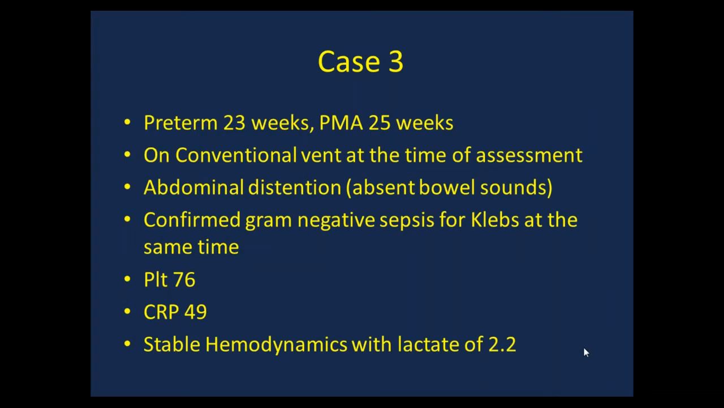Case number 3. Preterm, 23 weeks at birth, post-menstrual age of 25 weeks. On conventional ventilation at the time of assessment. Abdominal distension with absent bowel sounds. Confirmed gram-negative sepsis with Klebsiella at the same time of assessment. Platelet count was 76, CRP 49. Stable hemodynamics with lactate of 2.2.